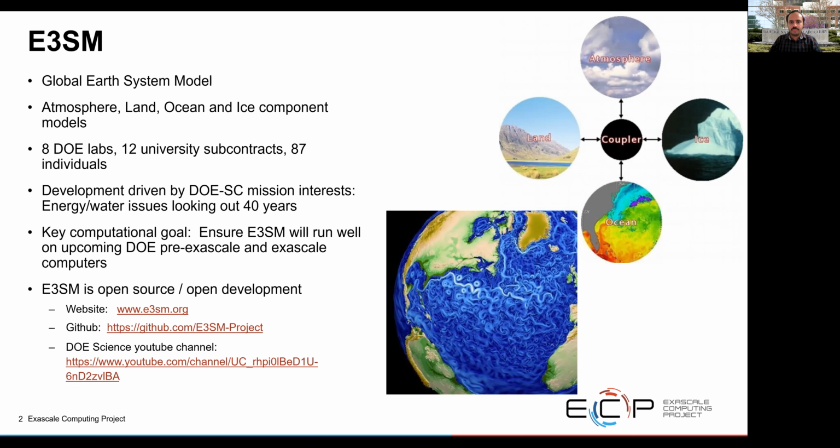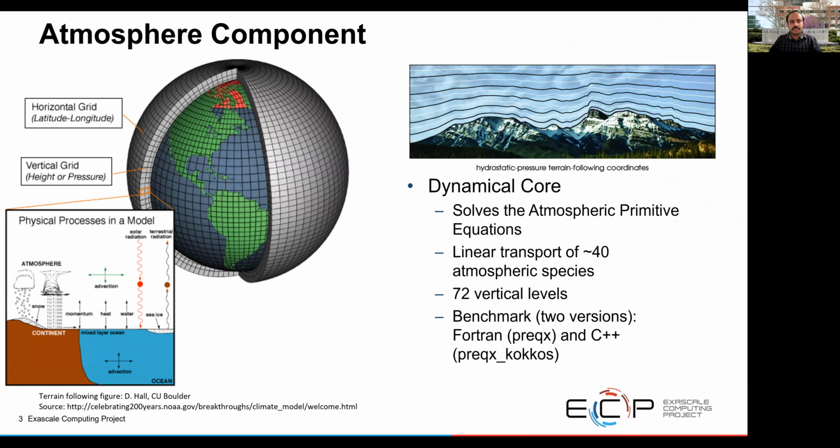This is a large open source effort, and there are links there if you're interested in looking at further details. Specifically in this work, we are looking at the atmospheric component, and within that specifically the dynamical core. We have a benchmark configuration with the atmospheric dynamical core where it solves primitive equations for the atmosphere, where there is linear transport of 40 species.